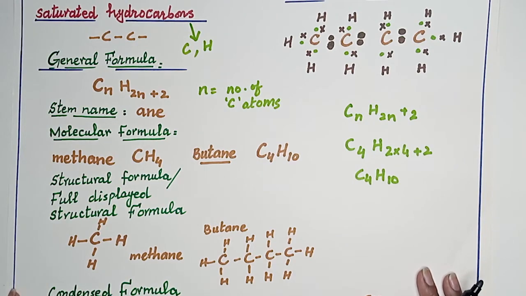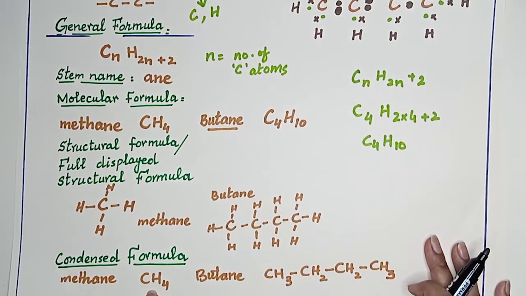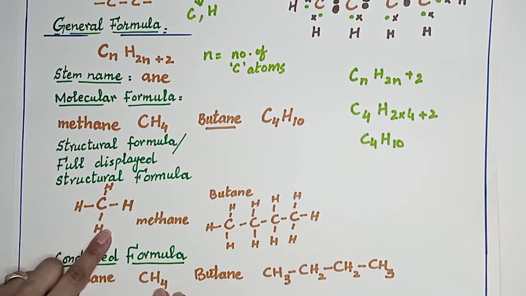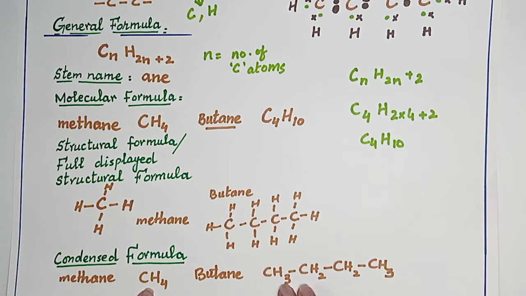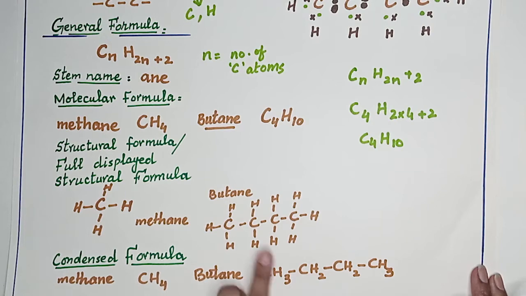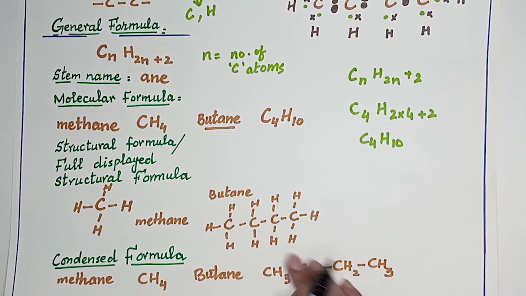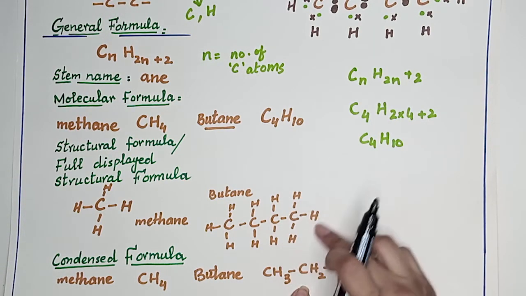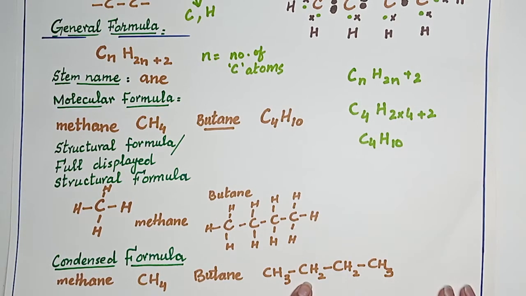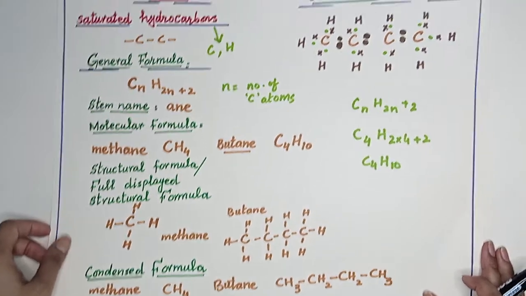what basically the structure formula is. In condensed formula, we will condense all the number of atoms like CH4. In this chain, all carbon atoms attached with the hydrogen atoms, we will condense it like CH3, CH2, then again CH2 and then CH3. This is the condensed formula through which we can write the condensed formula.